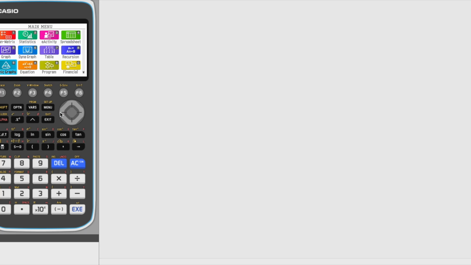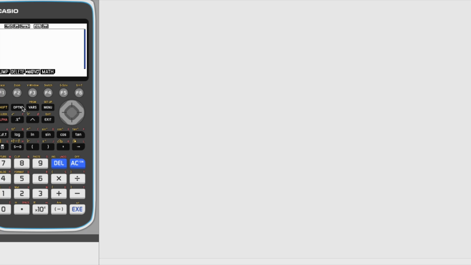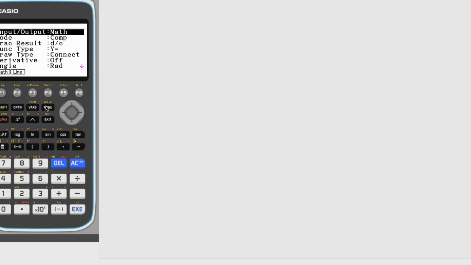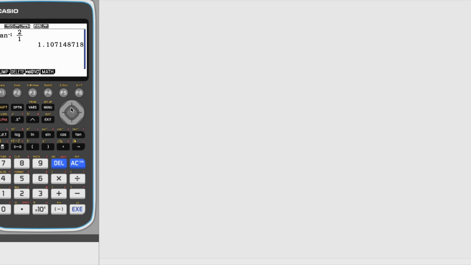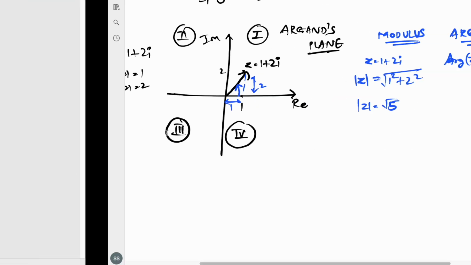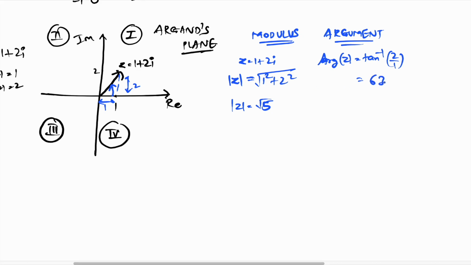So I'll press menu, go to run matrix. I'll press shift tan inverse, put the fraction in, 2 upon 1, which gives 1.107 because my calci is in radians as of now. So I'll press shift setup and change my calci to degrees, and then again press execute, which gives me 63.4. So 63.4 degrees is the argument of this complex number.